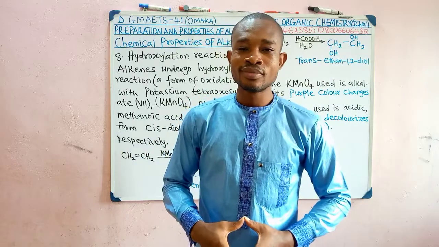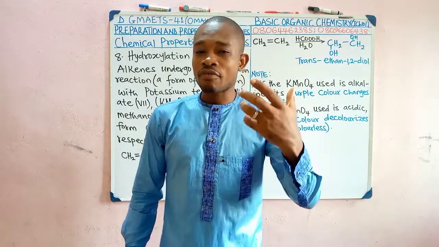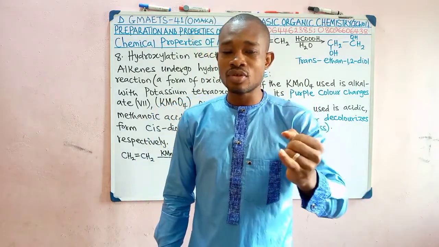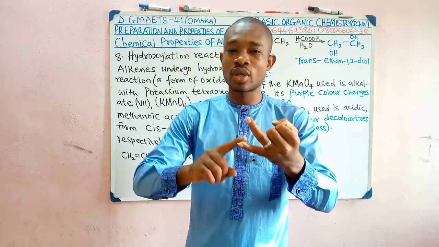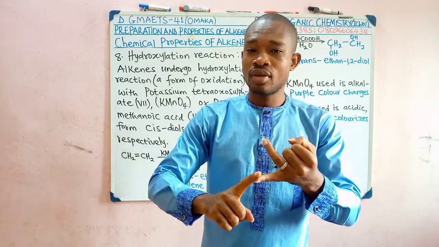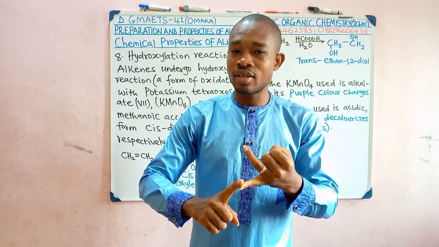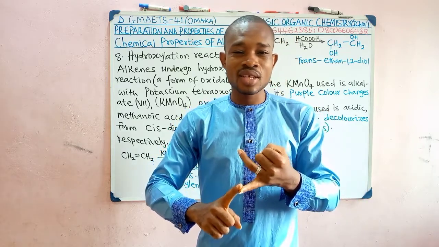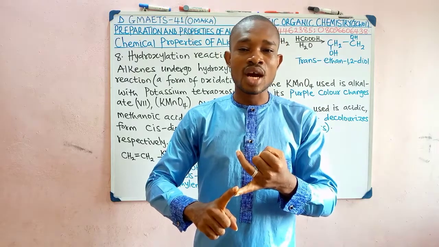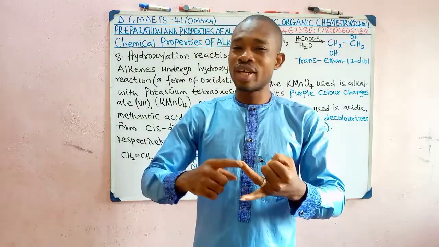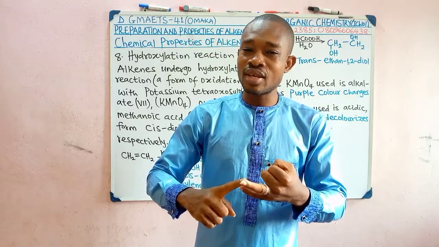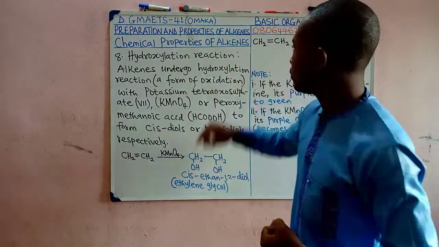Is that not so? In the process of hydroxylation, we can use either of these 2 oxidizing agents. We can use potassium permanganate, that's potassium tetraoxomanganate 7. We can use either the acid or the alkaline solution, or we can use peroxymethanoic acid.